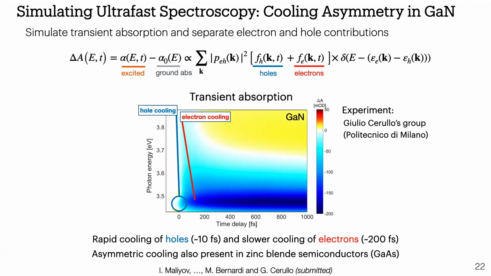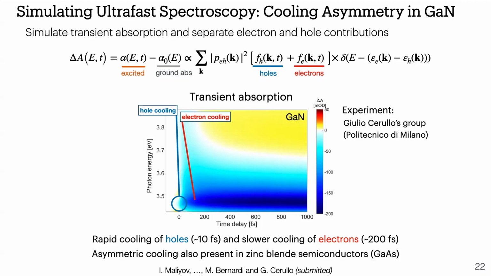Here, what's interesting is the plot in the center is an experiment from Giulio Cerullo's group in Milan on gallium nitride. And here we have modeled the change in absorption due to the excited electron and hole populations. You can do that using first principles optical transition dipoles from DFT or other methods.